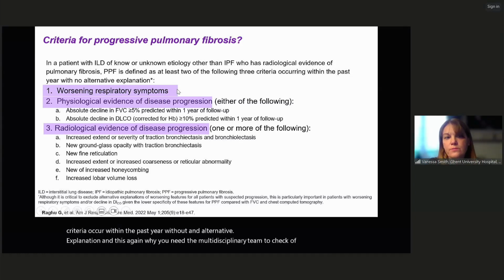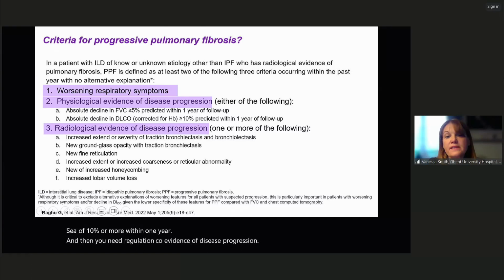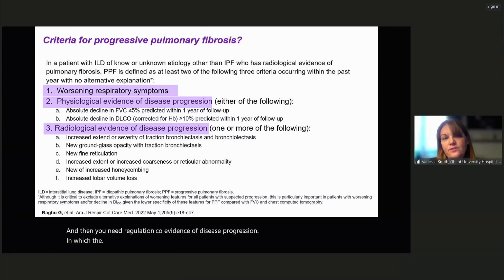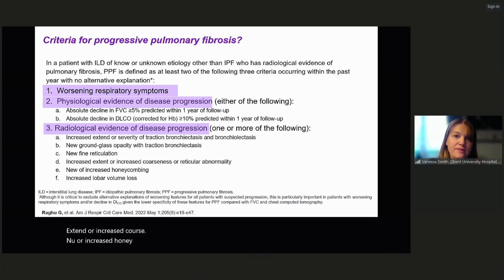First of all, worsening respiratory symptoms. Secondly, physiological evidence of disease progression, defined as an absolute decline in FVC of 5% or more within 1 year, or an absolute decline in DLCO of 10% or more within 1 year. And then you need radiological evidence of disease progression, in which the radiologists, as Helmut will teach us today, help us a lot. Either you have an increased extent of traction bronchiectasis, or new ground glass opacity, or new fine reticulation, either an increased extent or increased coarseness, new or increased honeycombing, and increased lobar volume loss. And I'm sure we will get some cases on that today.